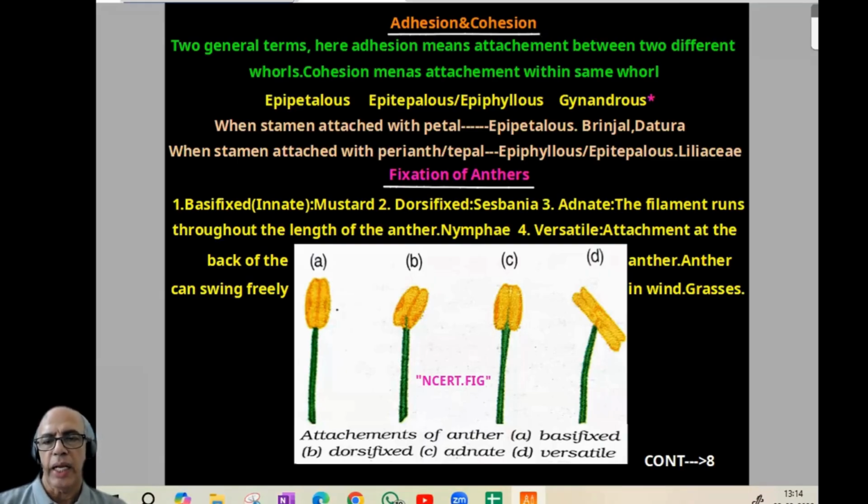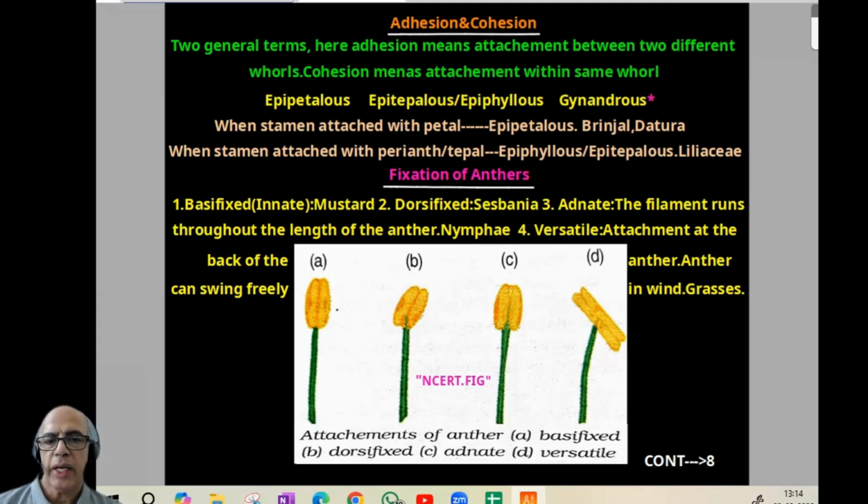Adhesion means attachment between two different whorls in the botanical sense. Cohesion means attachment within the same whorl. So three or four terms we have to proceed with: one is epipetalous, otherwise epiphyllous or epitepalous, then gynandrous. Gynandrous will be discussed last.